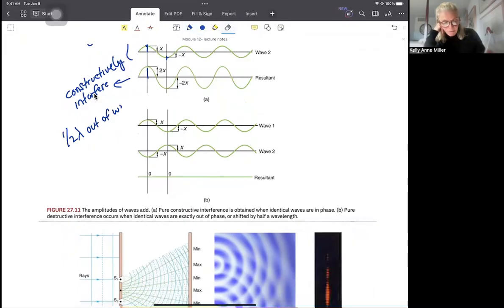Okay. If you have waves that are half a wavelength out of phase, which means that the peak of one lines up with the trough of the other, then you get destructive interference. Sorry, I should have said up here, this is 100% constructive interference. And then down here, when they're a half lambda out of phase, this is 100% destructive interference.